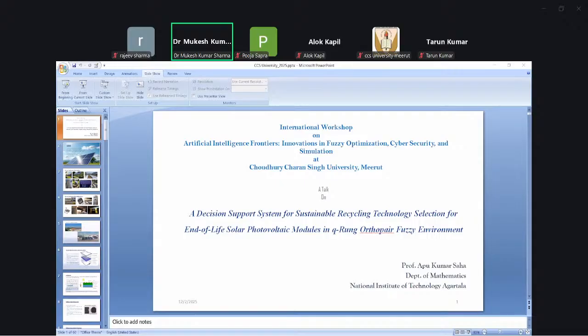Just remember, for remembering, these are A1, A2, etc. Chemical etching, CE, is A1. In this way, we have named them A1, A2, A3, etc. So for the first alternative A1, what was it? Chemical etching. So for chemical etching, what is the value of the different criteria?